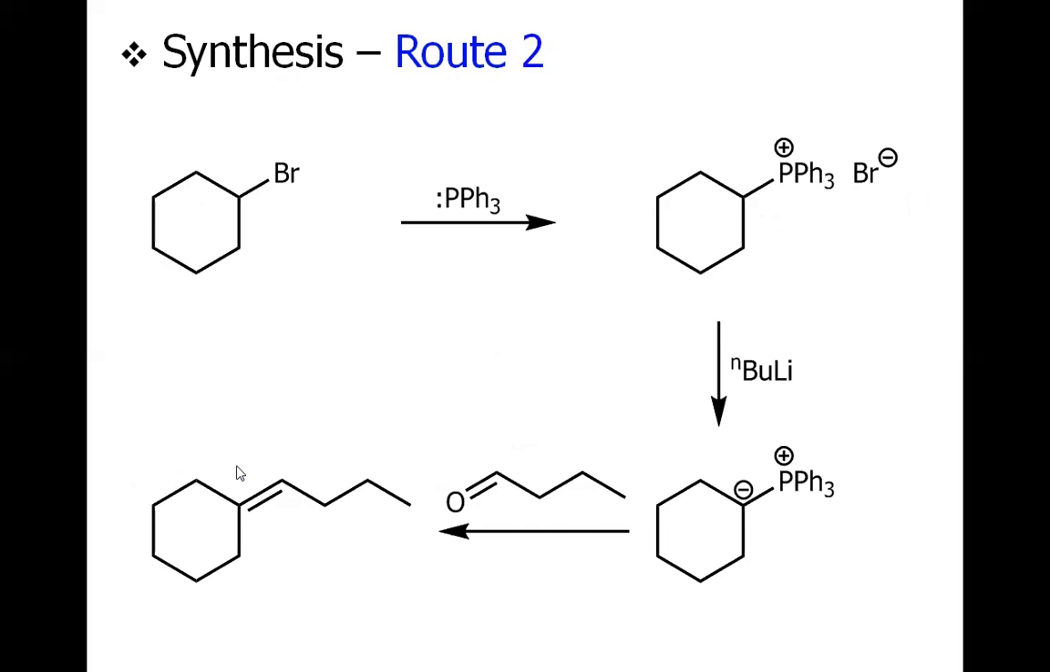In route 2, this triphenylphosphine will attack this secondary carbon to have this substituted product, and this butyllithium will extract this proton from here to have this phosphorus ylide, and now this phosphorus ylide will attack this aldehyde, this butanal, to have our desired product. So there are two routes to make this particular molecule.